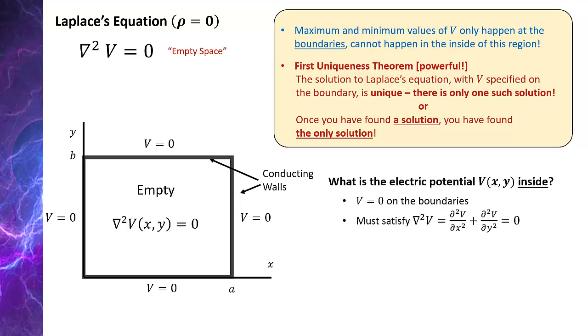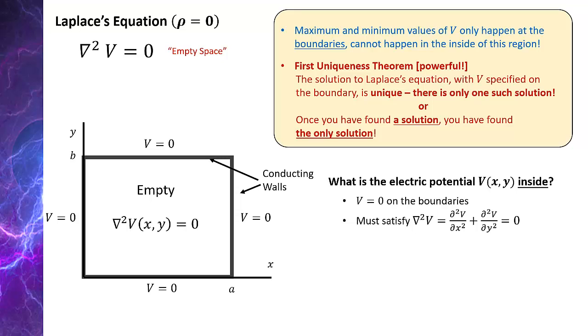So here is an example. We have a box with conducting walls, and all of the walls are set at an electric potential of 0. And inside the box, it's empty. So we have empty space. Laplace's equation is the equation that determines what's happening inside that box. And V, in principle, could be a function of x and y coordinates. And so what we want to know is, what is the electric potential inside the box?